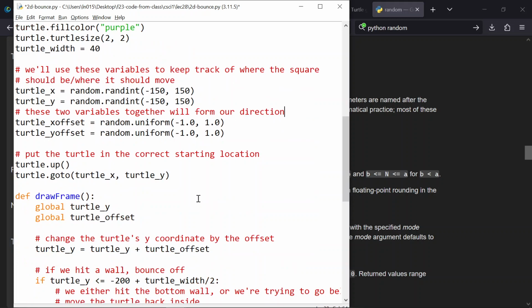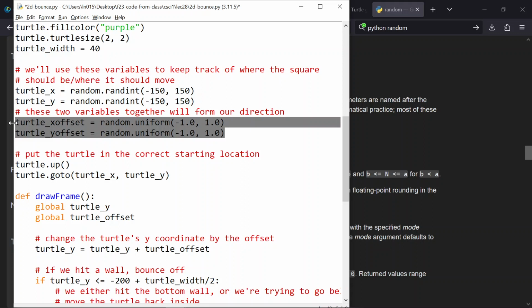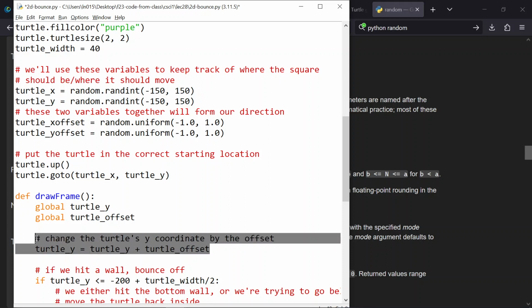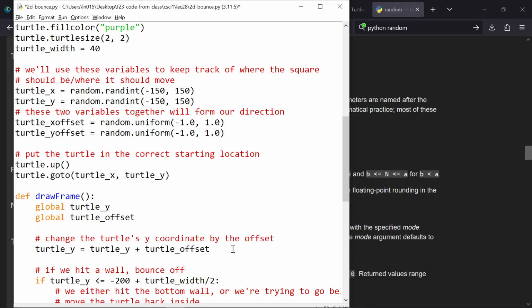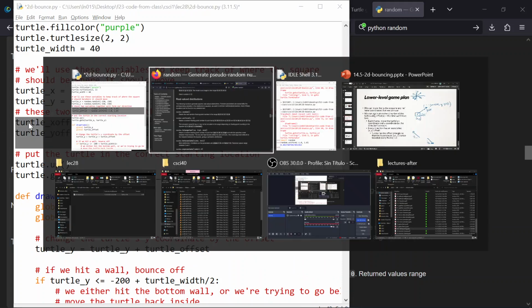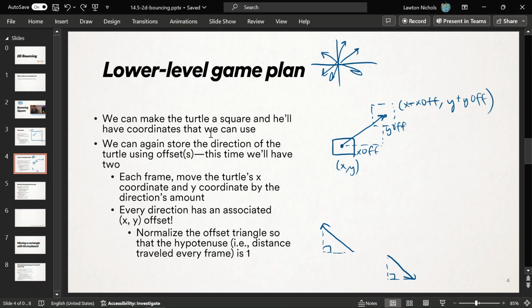And let's see. So every frame, we would like the turtle's position to be affected by the direction. So just like we did this one, change the turtle's y-coordinate by the offset, we want to change the turtle's entire position, x and y, by both of our offsets now, because we're moving each frame a little bit to the left or right and a little bit up and down. Okay? That'll give us diagonal movement if we change x and y together.